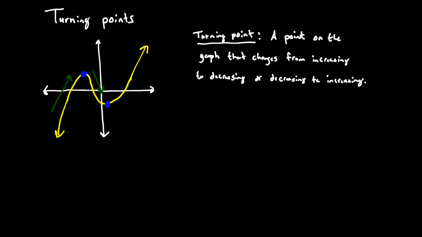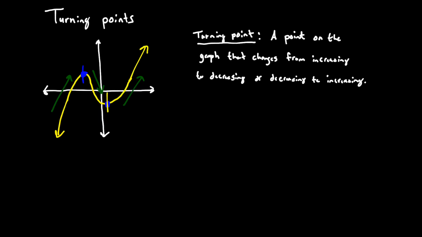which makes this point a max turning point. The other turning point we have on the left-hand side of our graph is decreasing, and then on the right-hand side it's increasing, which makes this point a minimal turning point.